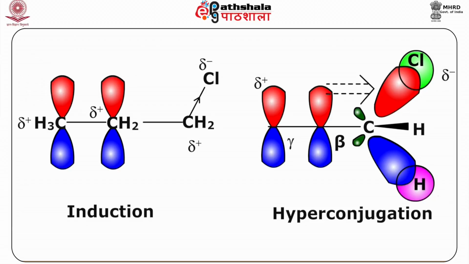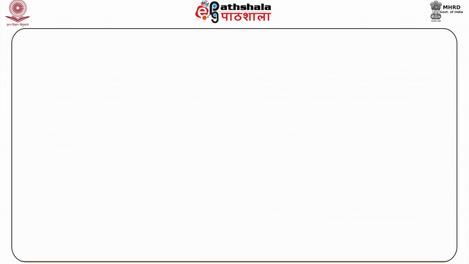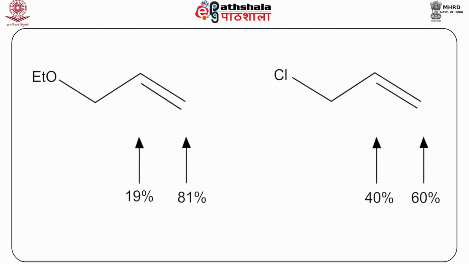Also, the hyperconjugative effect in allylic halides enhances the electron withdrawing effect and hence leads to retardation in the rate of reaction. As you can see in these two cases, when you have the substituent OEt, that is the alkoxy, the percentage of attack at the terminal carbon is 81%. On the other hand, when you have the chlorine substituent, which is more electron withdrawing, the percentage of attack at the terminal carbon reduces from 81% in the OEt case to 60% here, and the attack at the substituted carbon has now increased considerably.